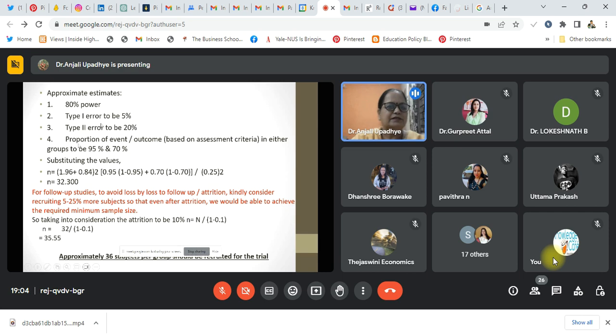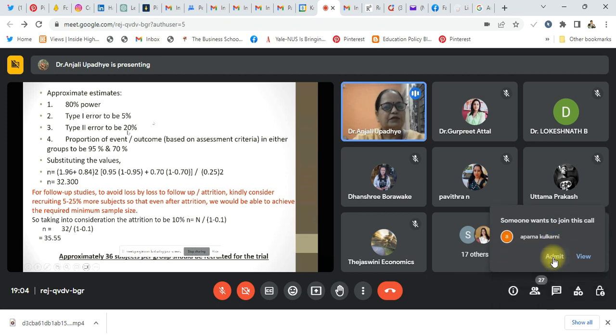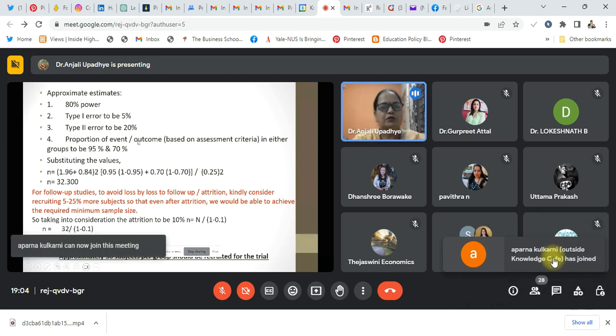Now here is the example where we take approximate estimates at 80% power. Type 1 error, that is the level of significance, is 5%. Again, type 2 error is 20%. Why is it so? Because power of test is 80%, therefore type 2 error beta is 20%. So the proportion of the events or the outcome in either of the groups is 95% or 70%.